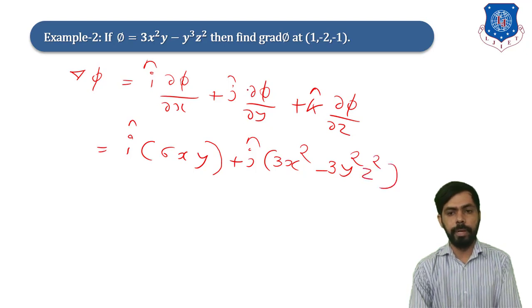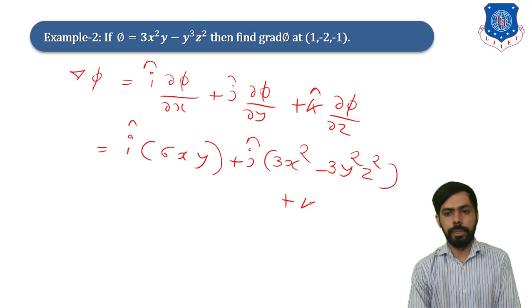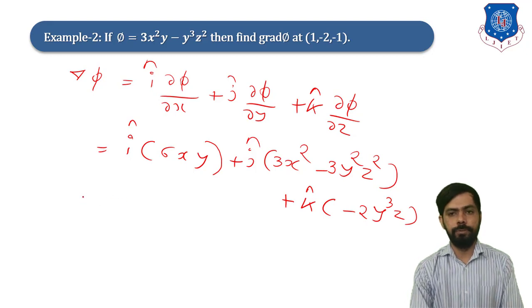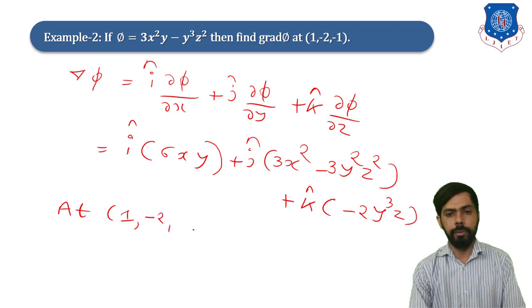because here we are taking partial differentiation of phi with respect to y, okay. Plus k in bracket del phi by del z, that means partial differentiation of phi with respect to z. So x and y will be constant, so the derivative of the first term will be 0, then minus here y cube will be as it is, and the derivative of z square will be 2z, so it will be 2y cube z, clear. So this is grad phi, but we have to find grad phi at point 1, minus 2, minus 1.